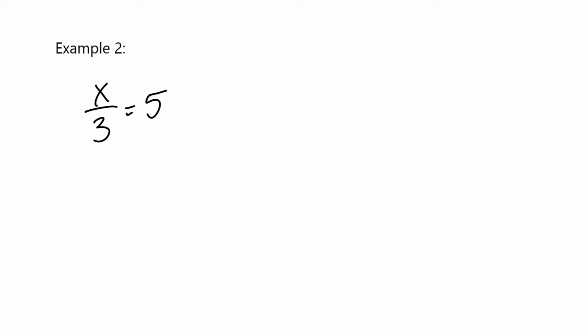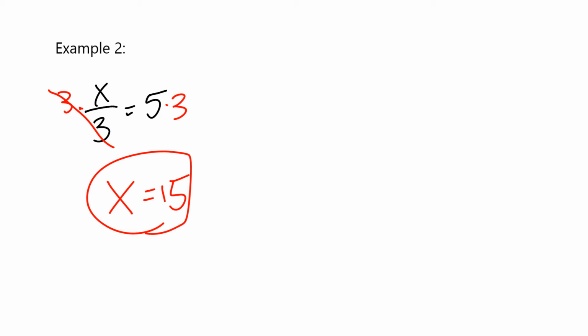Here's another example. First, what's on the same side as x? In this case, 3 is on the same side of the equation as x. What is 3 doing to x? This is a division bar symbol. So, to get rid of the 3, we do the opposite. Multiply both sides by 3, and x is equal to 15.